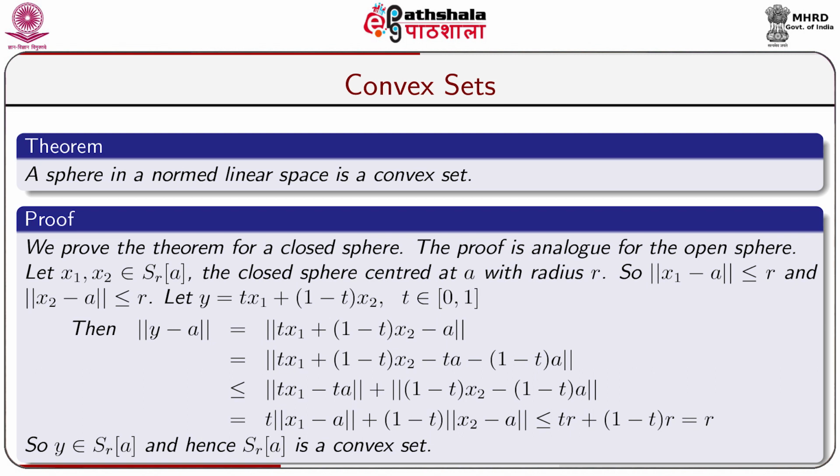As norm of x1 minus a is less or equal to r and norm of x2 minus a is less or equal to r, we get t into norm of x1 minus a plus (1 minus t) into norm of x2 minus a less or equal to t r plus (1 minus t) r, which is equal to r. So y belongs to S_r[a], and hence S_r[a] is a convex set.